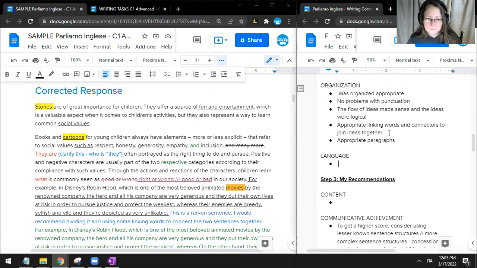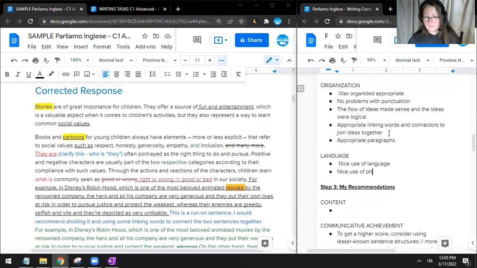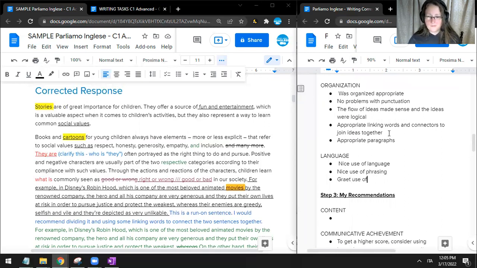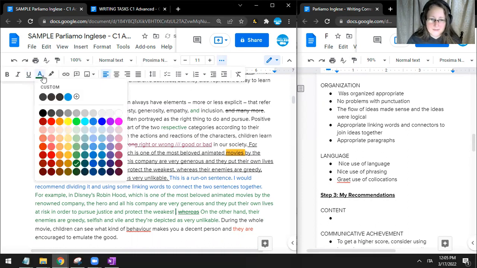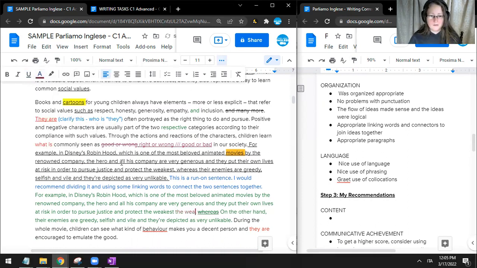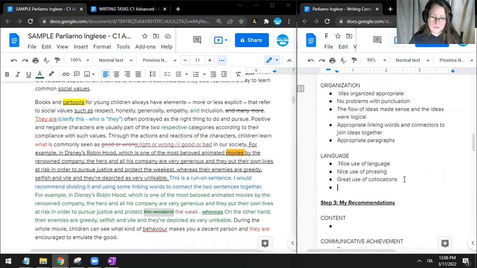Language also, so nice use of language, nice use of phrasing, great use of collocations. I know there was one I noted where I thought, oh, you could do this instead. Here as well, actually, I would have said the weak instead of the weakest. That also would have been a bit more common, but they're not huge things. And obviously there are no big mistakes, so there's nothing that impedes communication, which is really important.